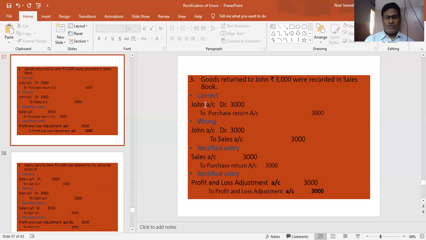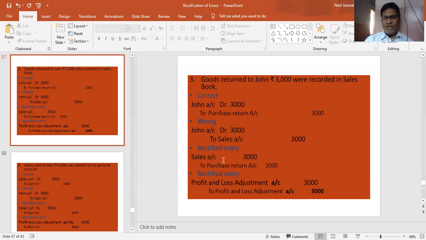So goods returned to John. We are returning the goods to John. So John account to purchase return is my correct entry. The wrong entry we have recorded in the sales book. Now again journal: John to sales. Totally changed. We have recorded it in the sales book, which means we are writing as if we have made a credit sale to John. So John to sales. In the rectified entry, sales we have to cancel.